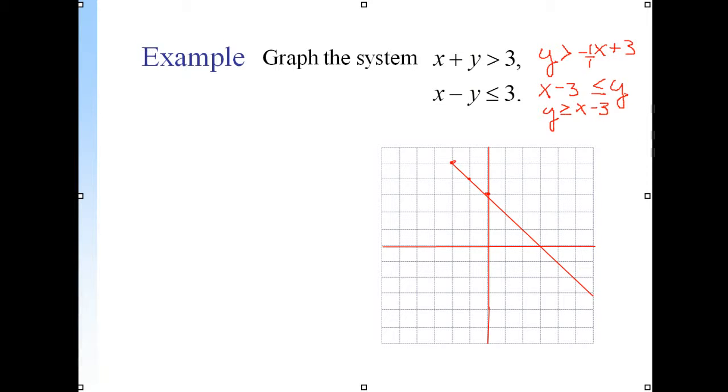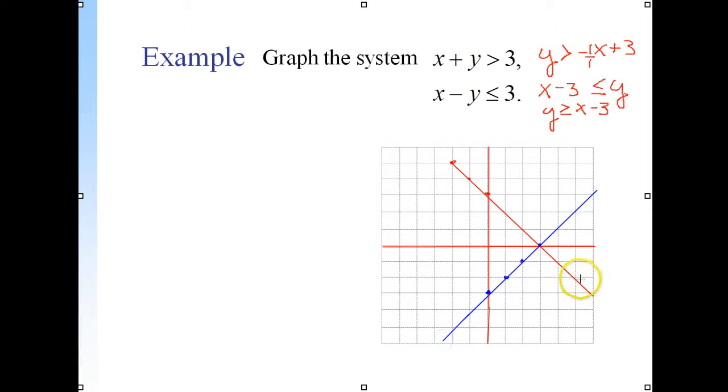I should have used a dotted line for this. And I do find that as we go on, and I'll change that. Now for this one, I'm using a solid line. My y-intercept is -3. My slope is 1, so I go over 1, up 1. I just put a couple of points there, over 1, up 1. There's my second line.